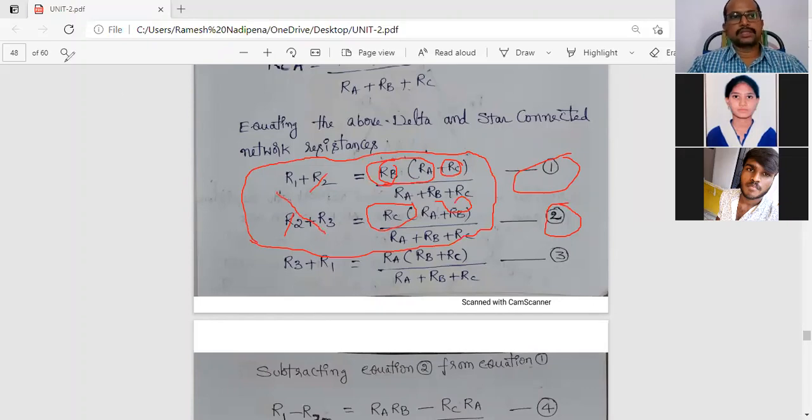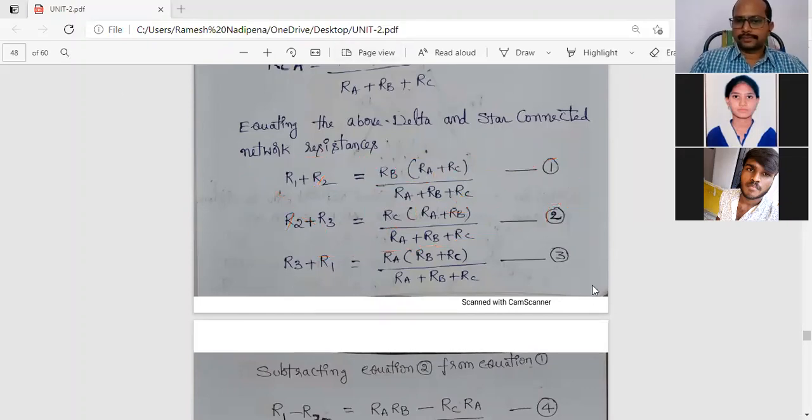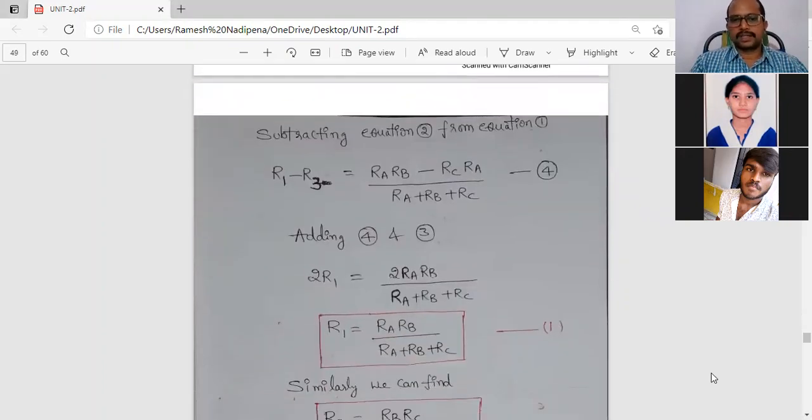I'll show you those things. See, R1 minus R3 is equal to RA, RB minus RC. That is RB, RC cancel. So in the denominator, RA plus RB plus RC. This is equation 4. Next step is adding equation 4 and equation 3. Now add equation 4 and equation 3.